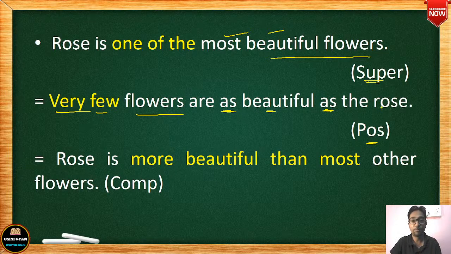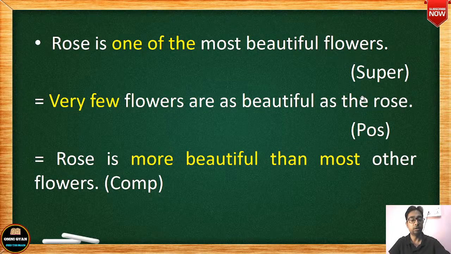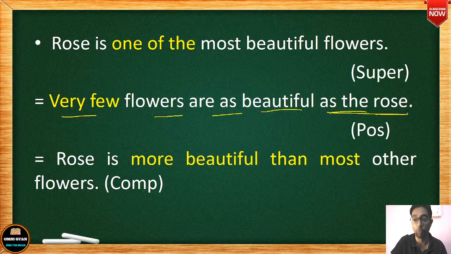द रोज. Right, as beautiful as the rose, or you can write rose also. Okay, as rose. ठीक है. But the rose जरूरी है लिखना. It is important to write the rose because we are talking of one particular flower. तो यहाँ पे आप the use कर सकते हैं और वो बेहतर रहेगा. So very few flowers are as beautiful as the rose.